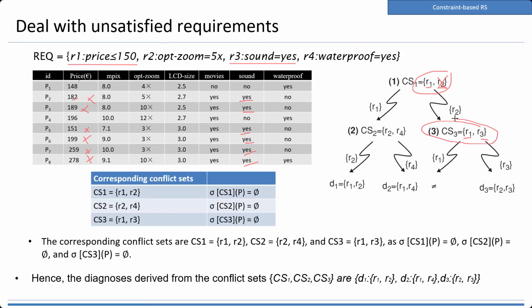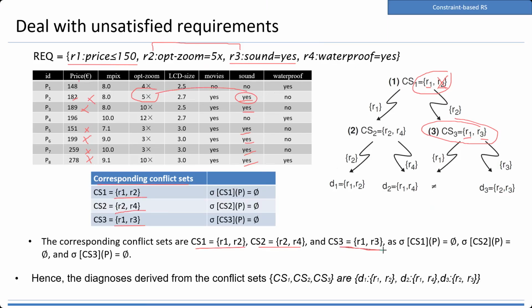So you can do it with other combinations. Let's say if I want to look at R2 and R3, R2 is the optical zoom is 5 times and the sound is yes. Okay, then it is good. Then this has a solution. In this case, the corresponding conflict sets are the combinations of R1 and R2, R2 and R4, and R1 and R3.